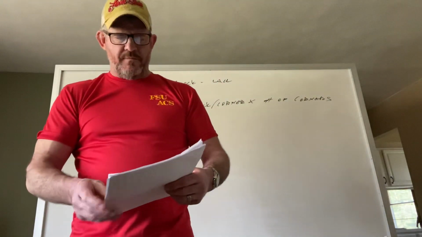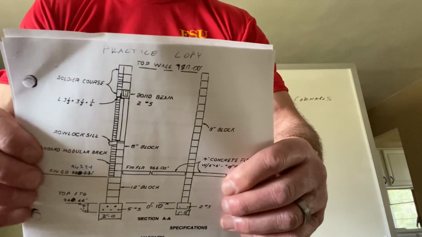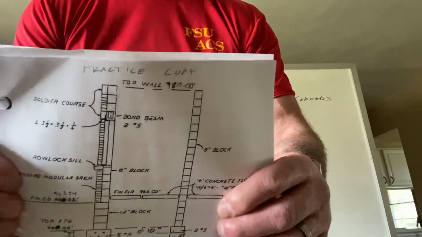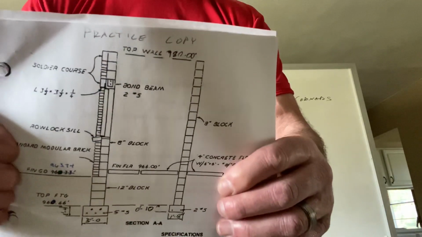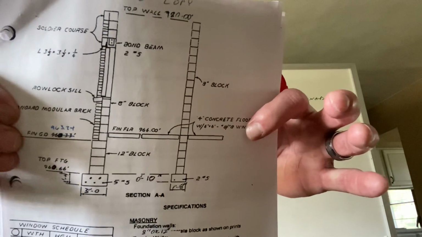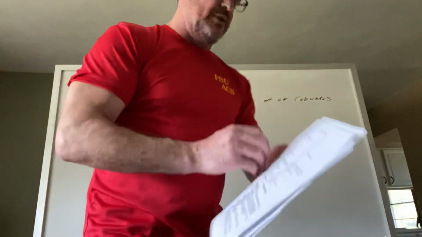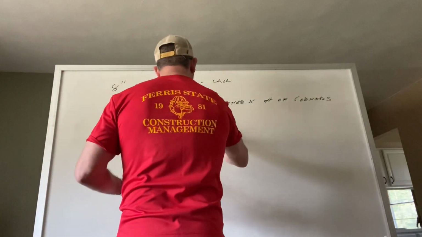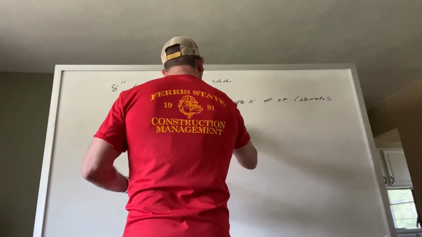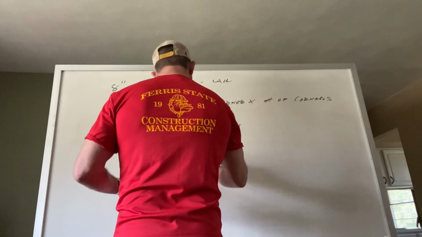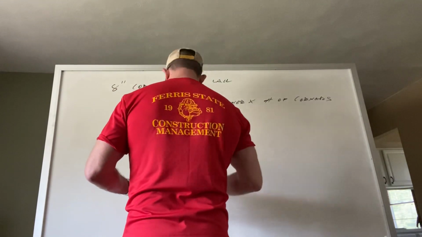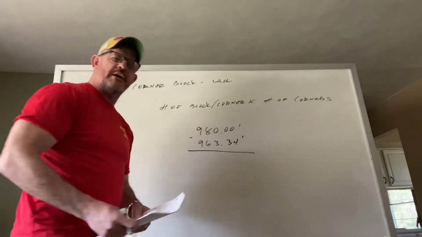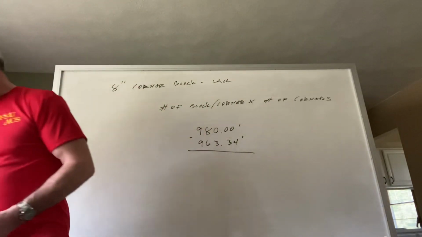So now what do I need to do? I need to utilize my elevations. I need to subtract one from the other so I can determine how tall my wall is. I take my top elevation and my top of foundation elevation and subtract those two. Everybody should be looking along with their print. My top elevation is 980.00 feet. My top of foundation is 963.34 feet. I subtract those two and it will give me the height of my wall. So I go ahead and do that.